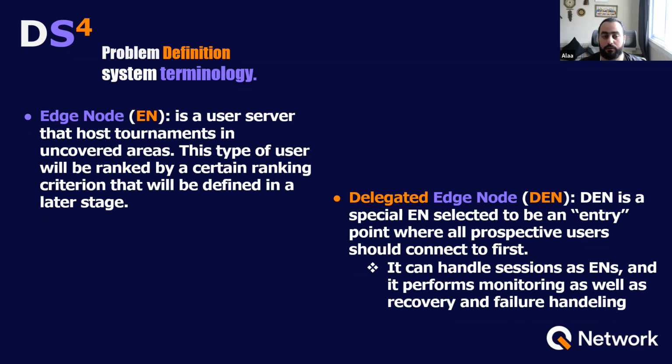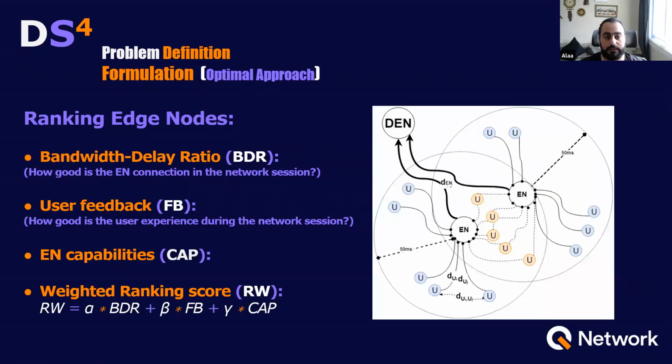This type of node will be ranked by certain ranking criteria in order to be evaluated in later stages. The delegated edge nodes will be special edge nodes that will be selected as an entry point for nodes that will join the network. They will also handle the assignment of sessions in different regions, and perform monitoring tasks, as well as some recovery in case of failure. And most of the algorithm will be running on these delegated edge nodes.